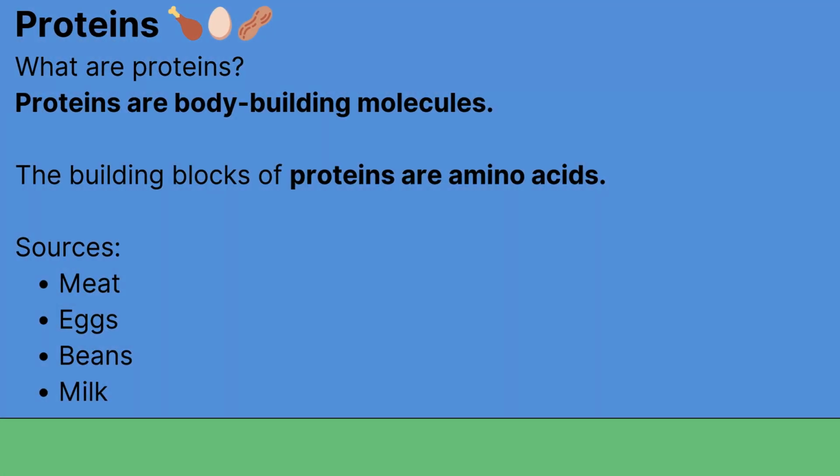And then we have protein. Proteins are your bodybuilding molecules. I'm sure you know or have heard of that. Maybe when people are working out, they normally drink protein shakes, and that's because proteins are huge on building muscle. And the building blocks of proteins are amino acids, and the sources of proteins would be meat, eggs, beans, fish, and milk.